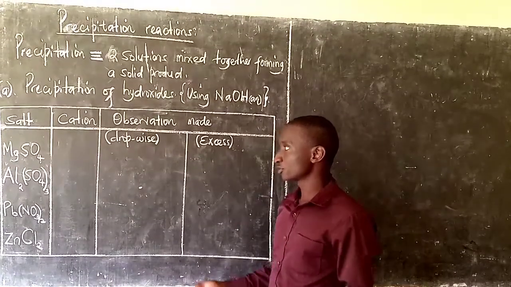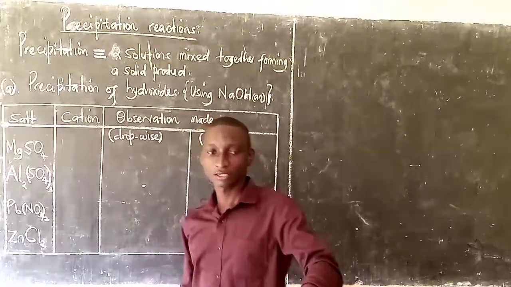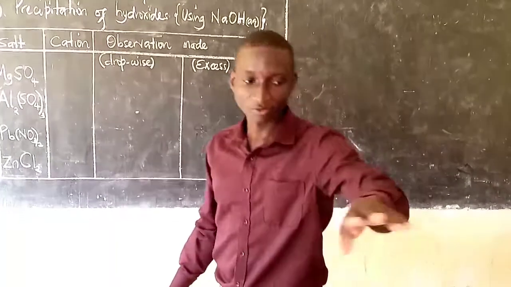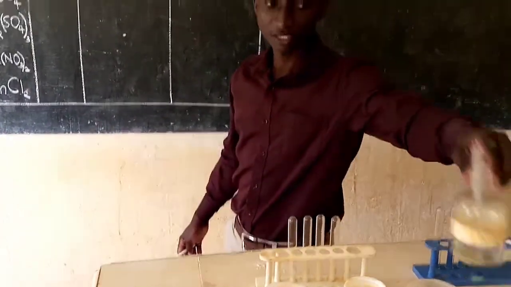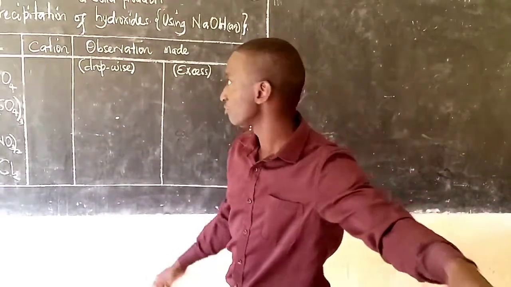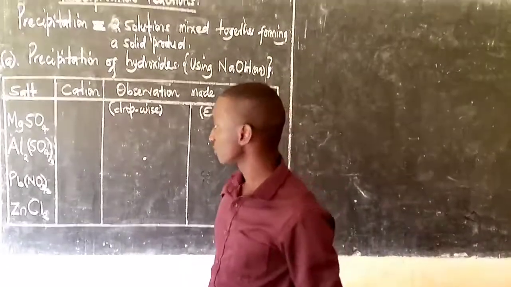We are going to use the following salts, and the materials that we shall use. Those salts are displayed to us here. We have the water to dissolve the salts. Then also we have the sodium hydroxide, which is the key reagent that we are going to use because we are interested in precipitating out the hydroxides.